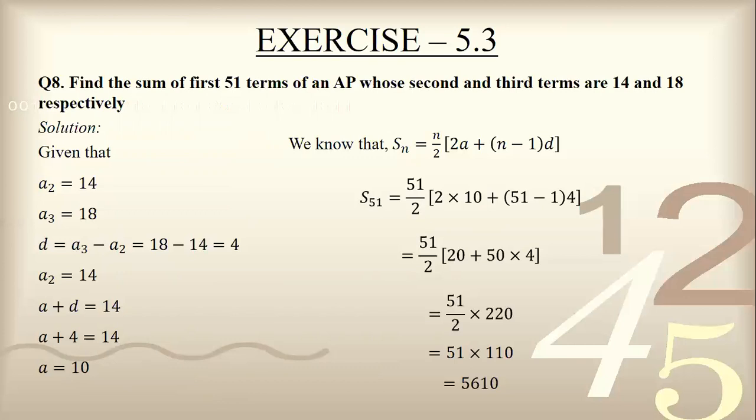We got a and d. Now we have to find the sum of first 51 terms. So S51 we have to find out. We know the formula Sn equal to n by 2 into (2a plus (n minus 1) into d). We'll substitute the values of n, a and d in the formula. After solving, we arrive at the answer 5610.